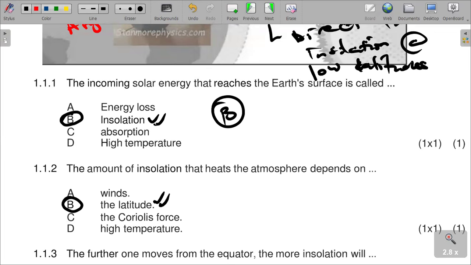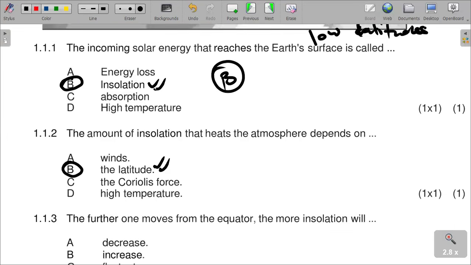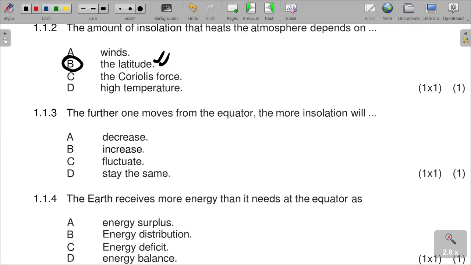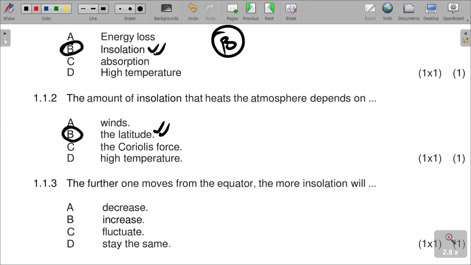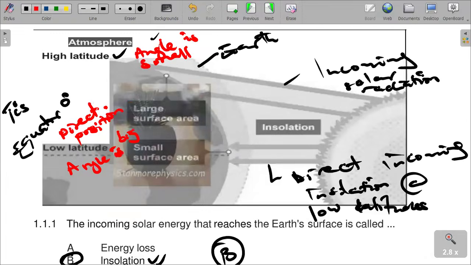The Coriolis force is about the deflection caused by the earth as it rotates, and that cannot affect the incoming solar radiation. Wind is actually causing the movement of energy. And the further one moves from the equator, the less insolation there is. As we increase distance from the equator, the amount of energy decreases.